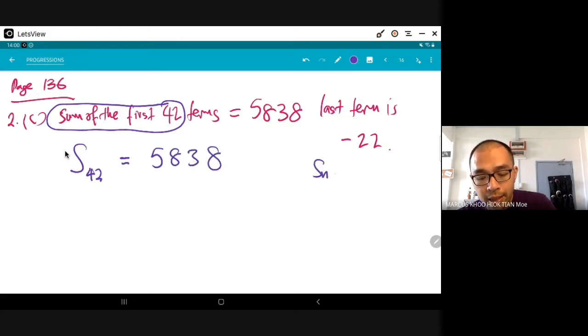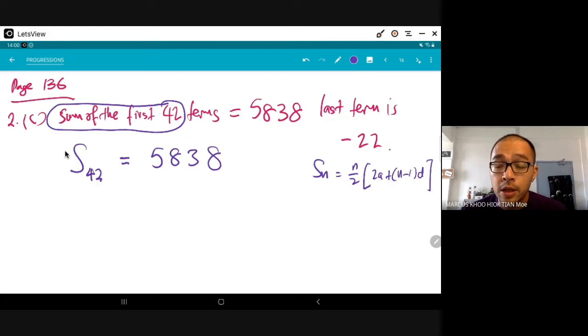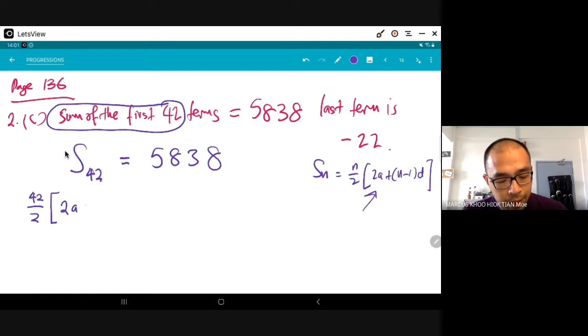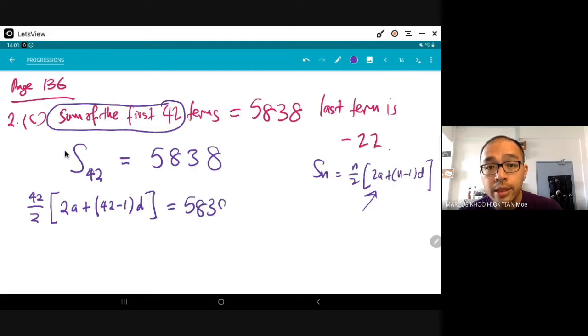The formula is Sn equals n over 2, (2a plus (n minus 1)d). So if we only know the letter n, we just substitute n. So this will be 42 over 2, times (2a plus (42 minus 1) times d), equals 5838. We cannot do much because we are only given n. We don't know what A is, we don't know what D is.